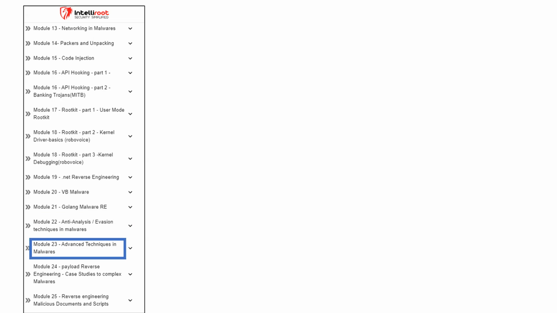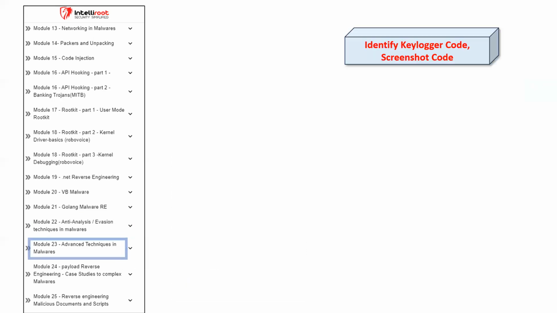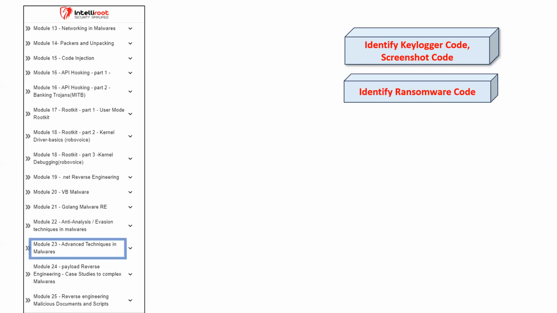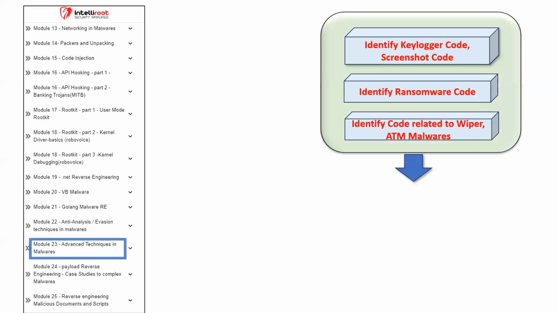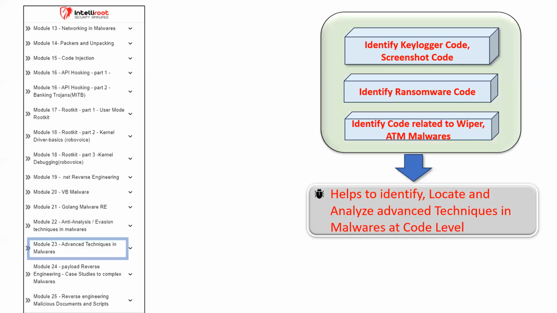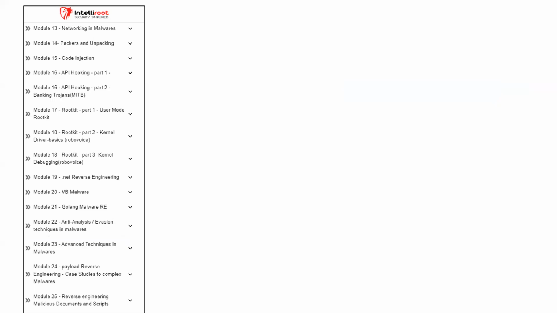Module 23 talks about advanced techniques in malwares, which includes identifying keylogger code and screenshot code. It talks about how to identify various pieces of ransomware code. It talks about code related to Viper, ATM malwares, and it helps you to identify, locate, and analyze advanced techniques seen in malwares at code level.